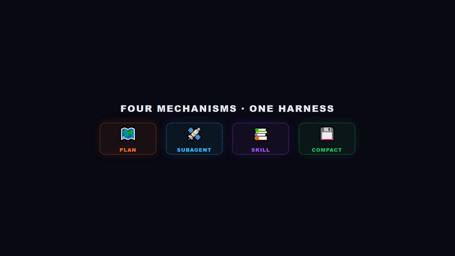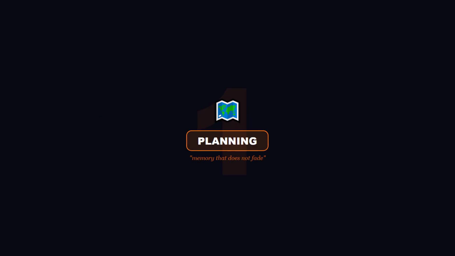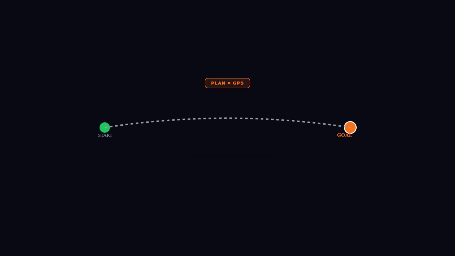4 mechanisms. 1 harness loop. Let's build them. Mechanism 1. Planning. Think of planning like GPS. The route is picked up front, and when traffic hits, the GPS recalculates, but the destination never changes.